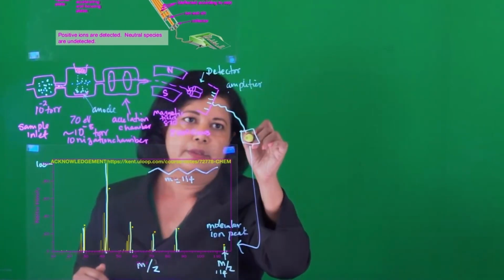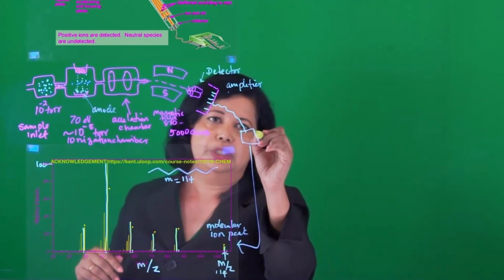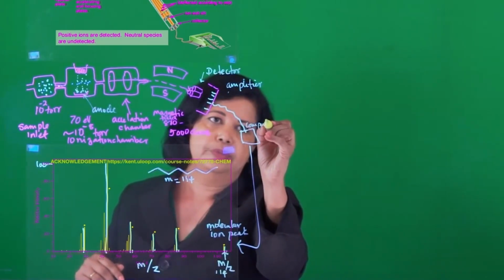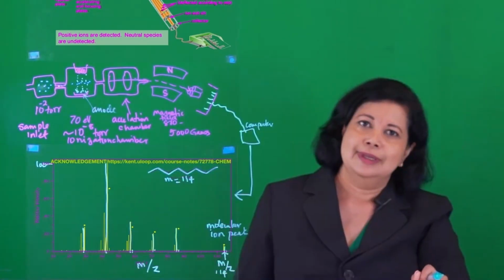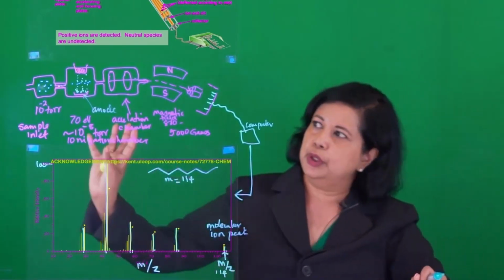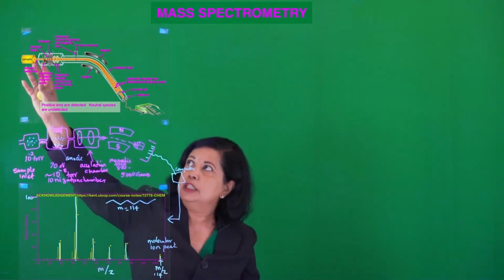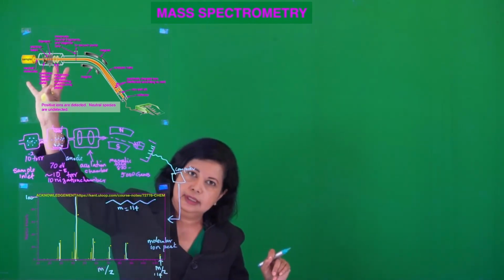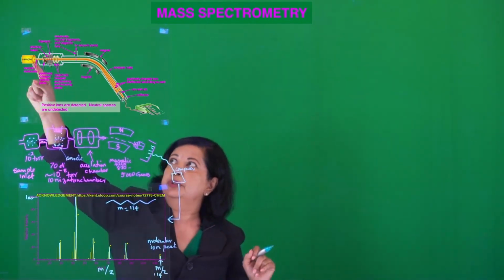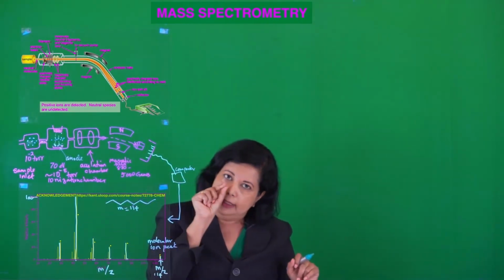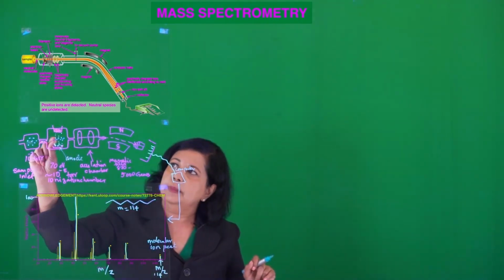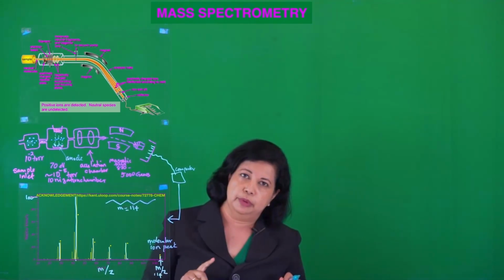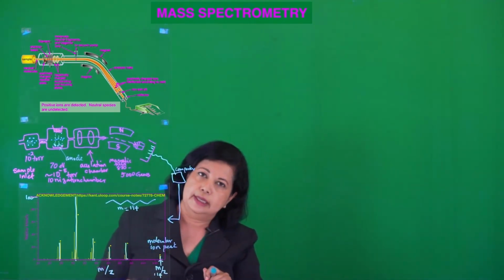Sending it to a computer that is just going to generate your graph. So in summary, when you shoot a sample inside a mass spec machine, it is going to vaporize into neutral molecules, travel through a little molecular leak, and come into an ionization chamber where you're hit with very high energy electrons.